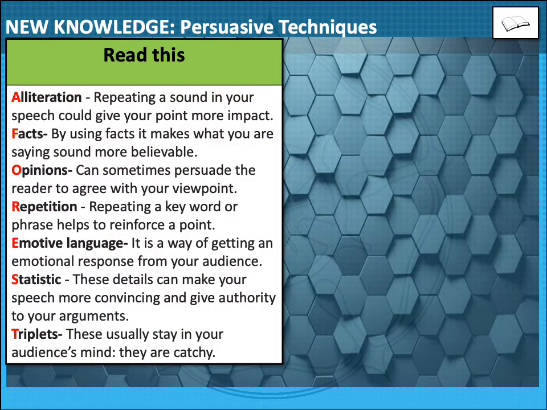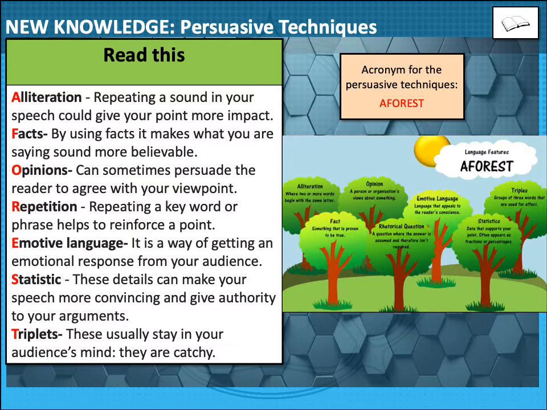Now for the new knowledge part, and remember this part of the lesson is when you need to concentrate and focus. We'd like you to learn an acronym called A Forest. An acronym is when each letter of a word stands for something else. There are 7 letters in the word A Forest, and each of those stand for a persuasive technique that you could use in your persuasive writing.